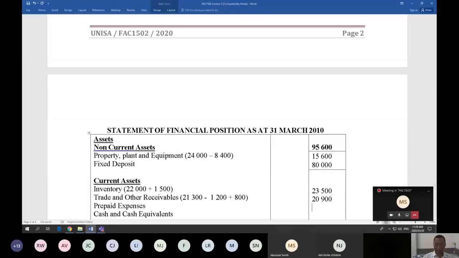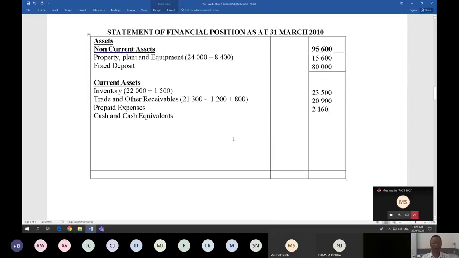Prepaid expenses, guys, from your adjustment, you had prepaid expenses of 2,160. Okay, I am referring to that insurance under adjustment number 1, where insurance of 2,160 was paid in advance.